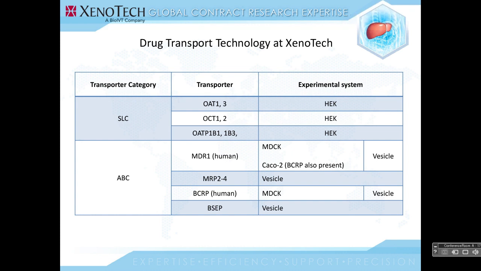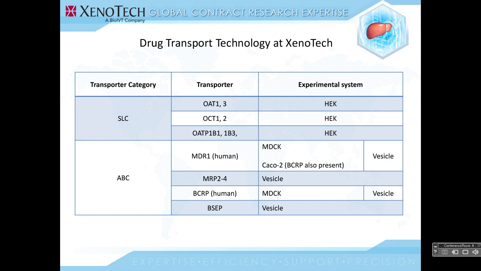We have all the major SLC or uptake as well as ABC or efflux transporters. On the uptake side, we have OAT 1 and 3, OCT 1 and 2, and OATP 1B1 and 1B3. We're utilizing a stably transfected HEK293 test system in these, and we also have the wild type cells. On the efflux side, we have MDR1, also known as PGP, and BCRP in our MDCK2 transfected cell lines.